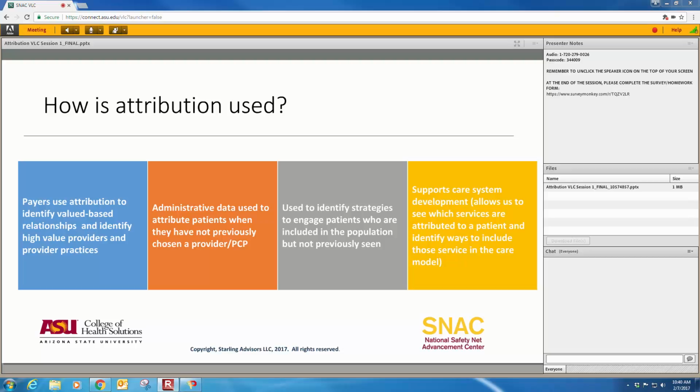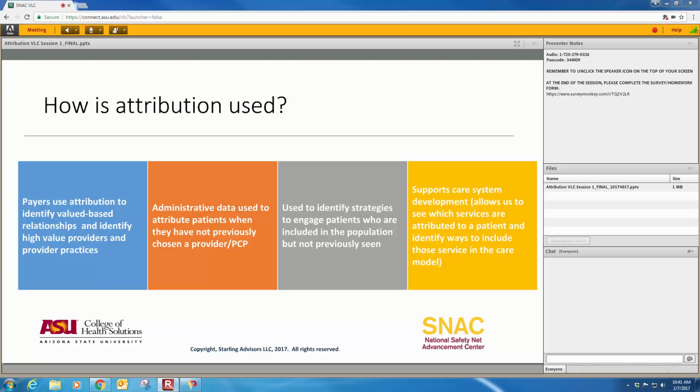A third way is when attribution is used to identify a strategy to engage patients who are in the population but not previously seen. This was the approach I thought I would be helping to build when I was presented with those 7 lists, which is kind of a systematic analysis of the patients that an organization sees versus the patients that a payer wished they were capable of seeing on their behalf, and then doing something about it. And the doing something about it is what we'll discuss later as kind of patient activation or engagement.